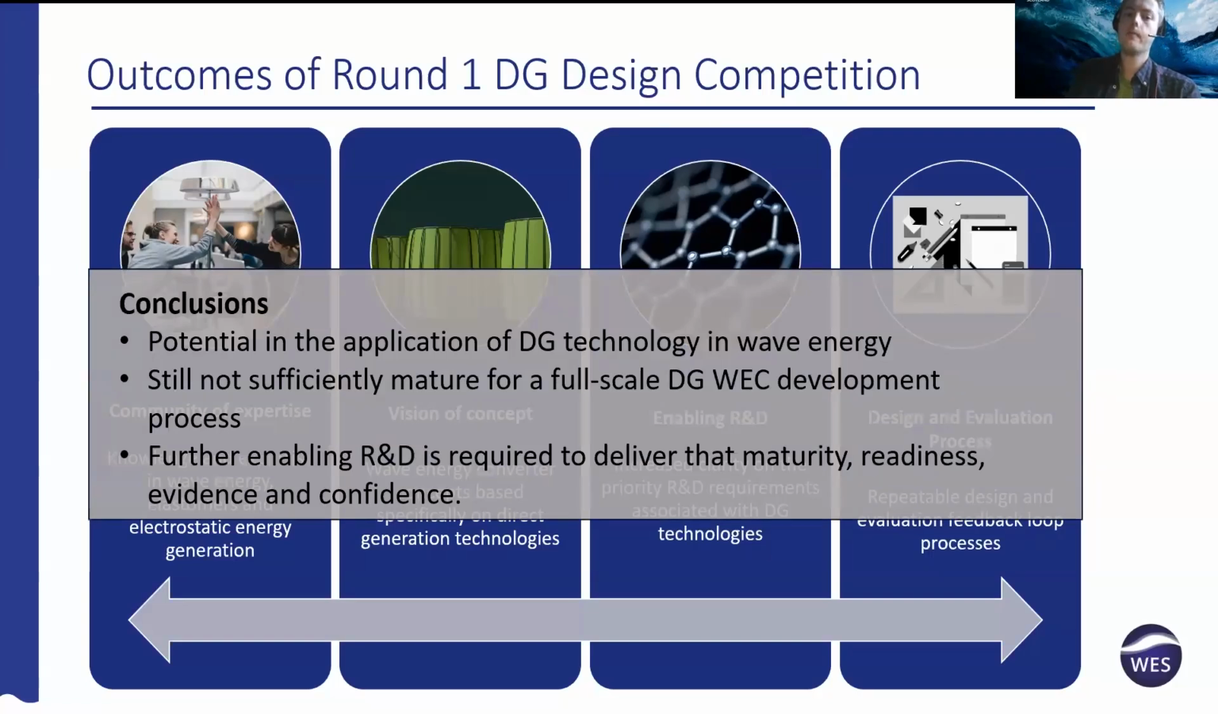So to conclude then, direct generation, based on our first round of the competition, has given us confidence that there's a lot of potential for wave energy, but we're not at the stage now where we can realistically say that we can take it to a larger scale development. So we need further enabling R&D to get to a point where we've got an increased level of confidence. So if you go to the next slide, please, Blake.